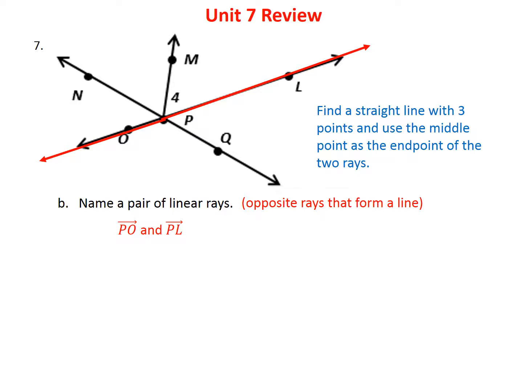There's another set here as well. If I use this other line, I have PN and PQ. Notice we can't use the line PM only because it only goes one direction. There's one ray up, but there's not another ray coming down.